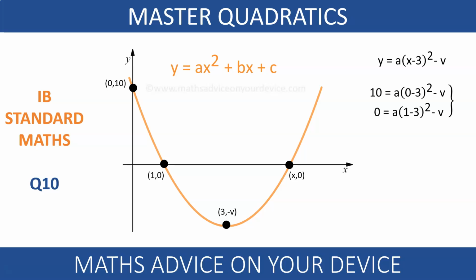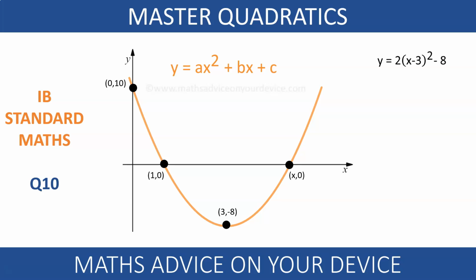Since the quadratic passes 0, 10 and 1, 0, we can replace the values of x and y. This leads to a pair of simultaneous equations. Subtracting them, we know that 5a equals 10, so a is 2. Substituting this into either equation, we obtain v equals 8.